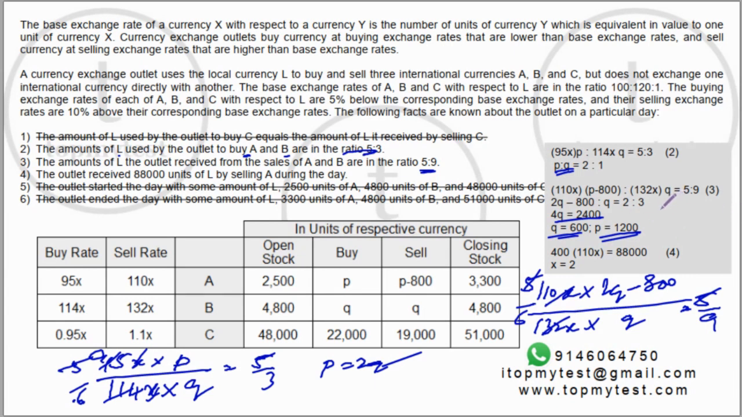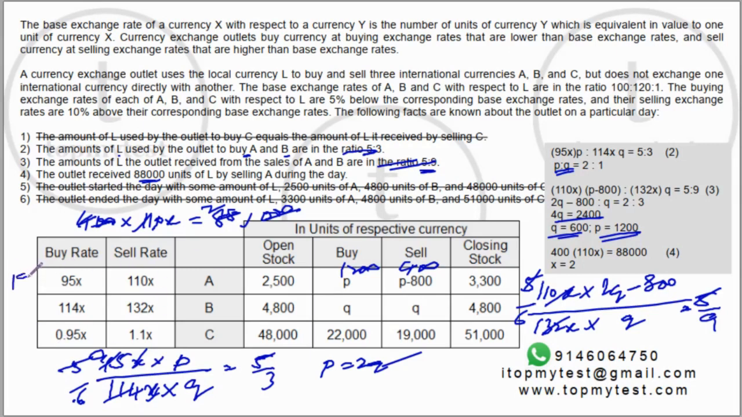This will take about like half a minute more of calculation. And finally, when we substitute this here, outlet received 88,000 units. We have found P, substituted back here. This is 1200. This is 400. It received 8,800 L by selling A. 400 units are being sold at 110x. This gives you 88,000. So 2 zeros, 3 zeros, 3 zeros are gone. 4 into 44, so 2. So x should be 2, so everything is double the amount.